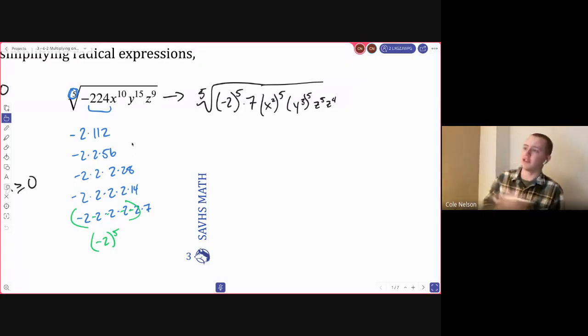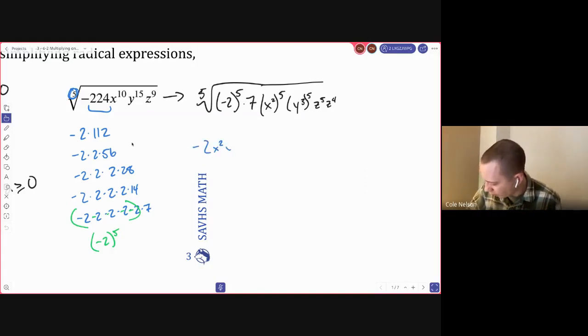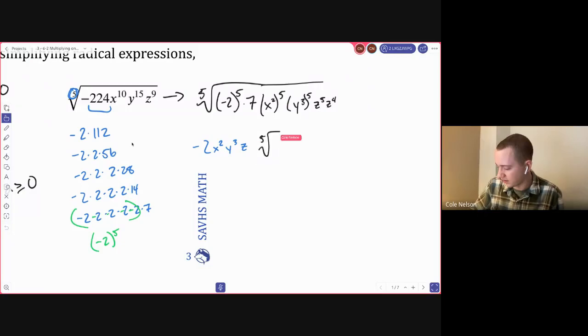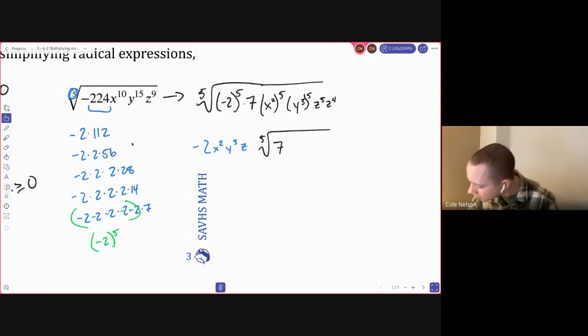Okay, now pull everything out that has an exponent that's a 5 and leave everything else in. Since the radical is an odd index, you don't have to have any absolute values here. So you just get -2 x squared y cubed and a z on the outside. And then on the inside, you just have a 7 and a z to the fourth. And there's your answer.